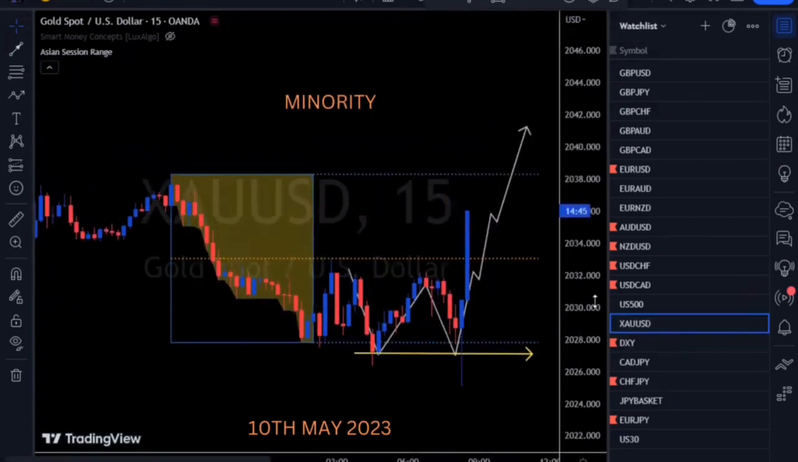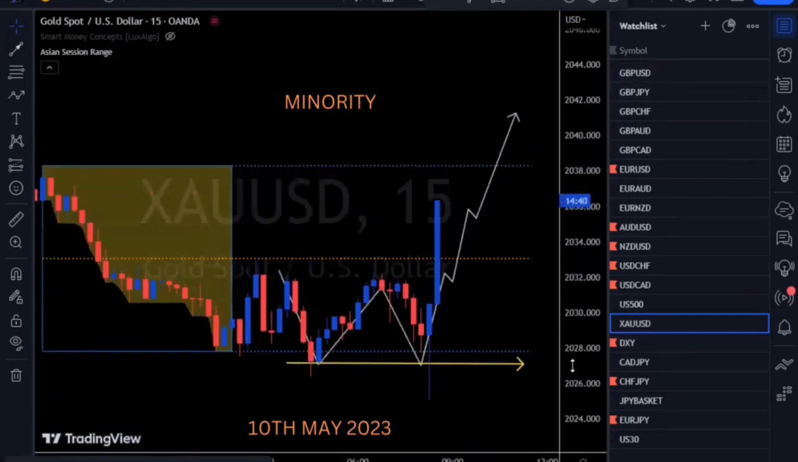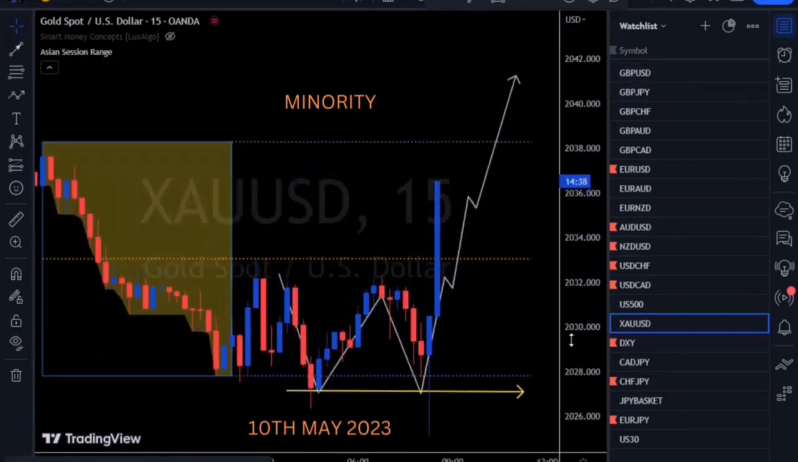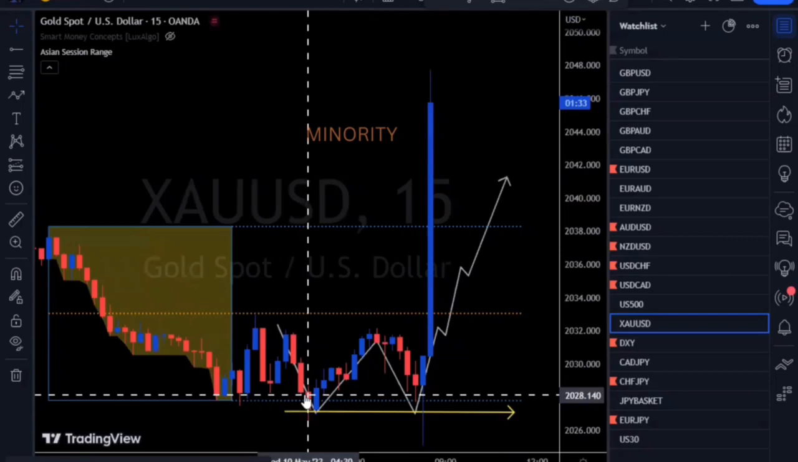So here we are, right, with that news. Orders activated, and let's wait and see if the market is going to get to our target take profit.